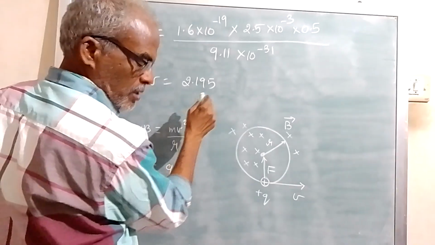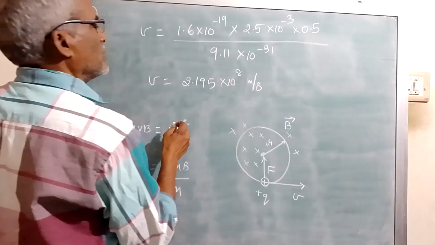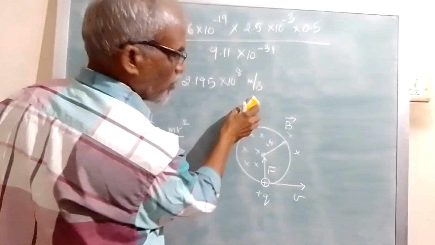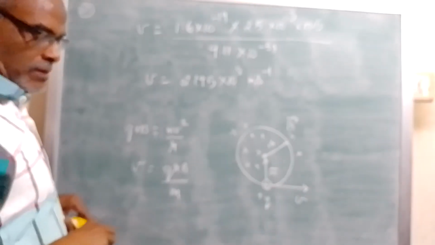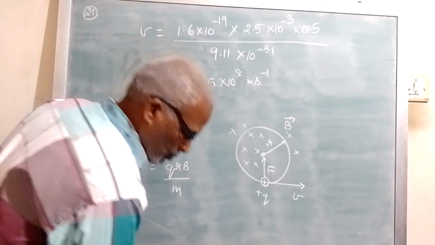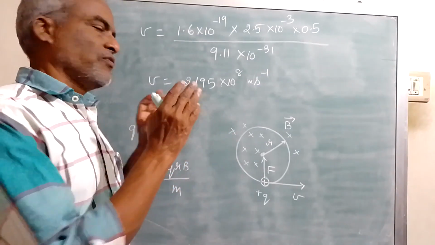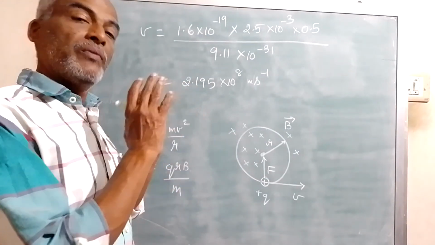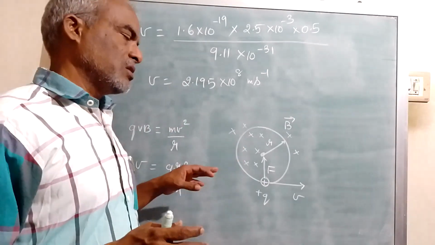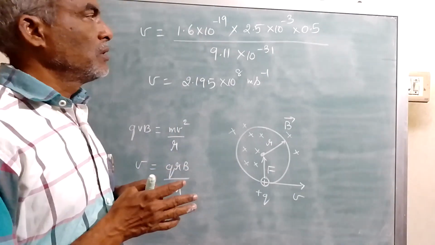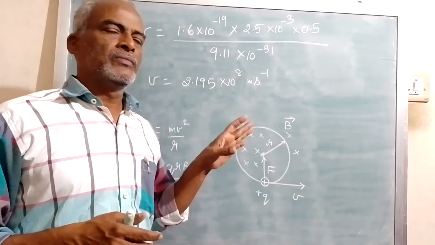2.195 into 10 power 8 meters per second. This can be written in standard format as m s power minus 1. This problem has been solved in the book. Hope you have understood the concept, how we are getting the formula, how we are substituting, and why we are considering the magnitude, because they have asked only the speed. So direction is not important. We take the magnitude, and one hint has been given that it's a uniform magnetic field.